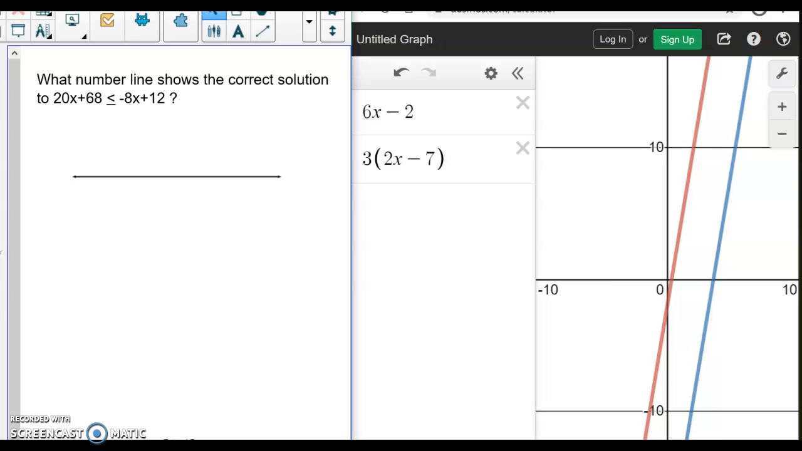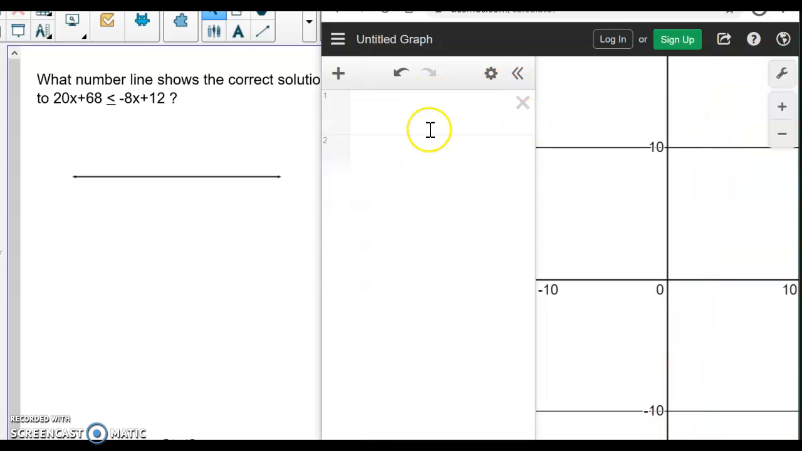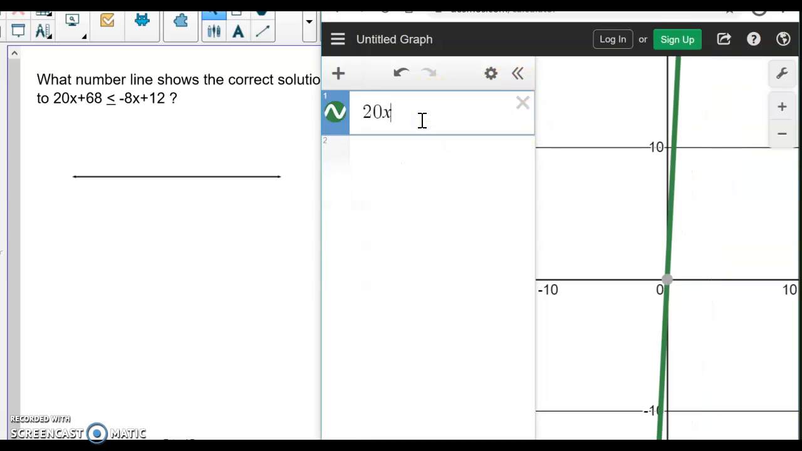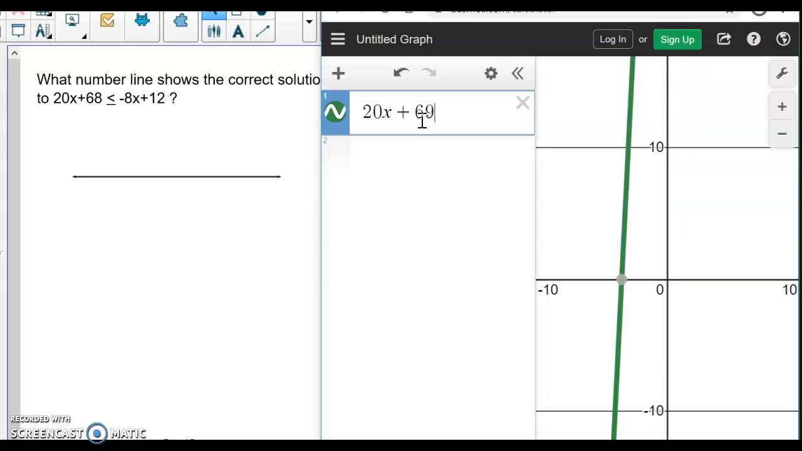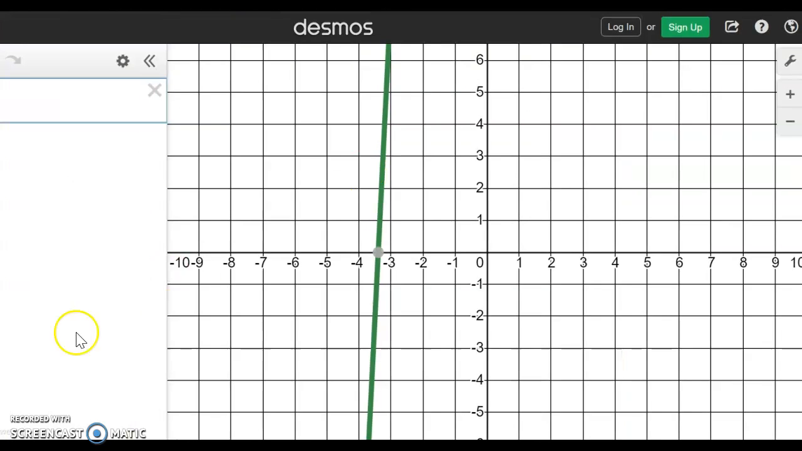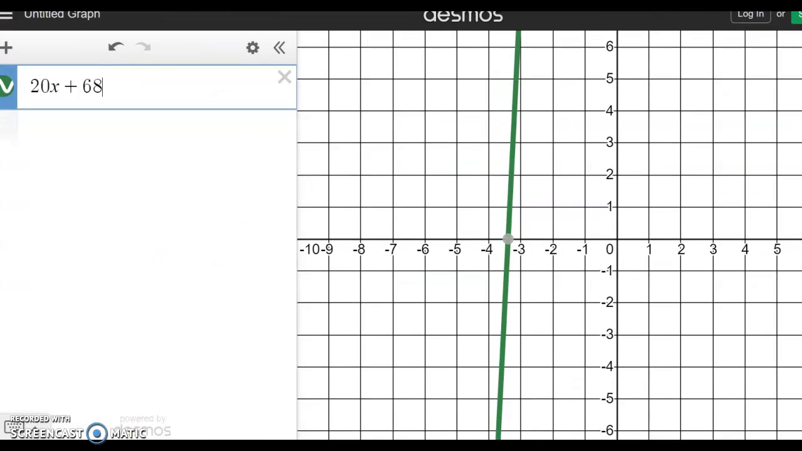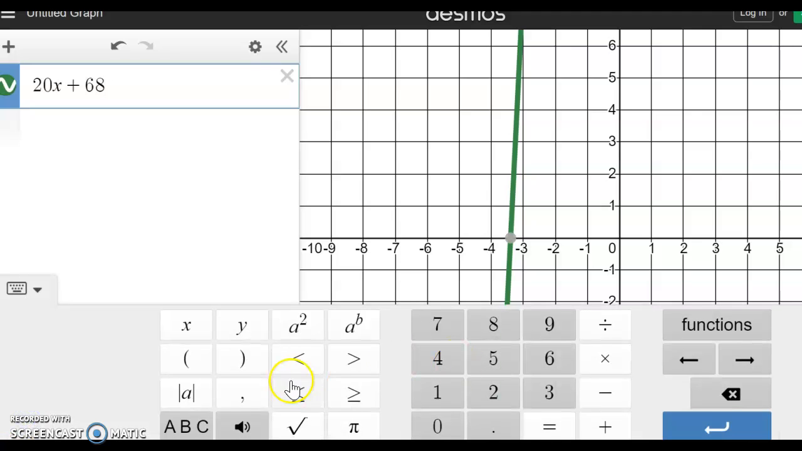This question right here is an inequality, and it's different from equations because with inequalities, we put them all in the same line in Desmos. So 20x plus 68. Remember to get the inequality signs, you guys, I might have to make this bigger for a second. You guys will click this little keyboard and you can access them there.